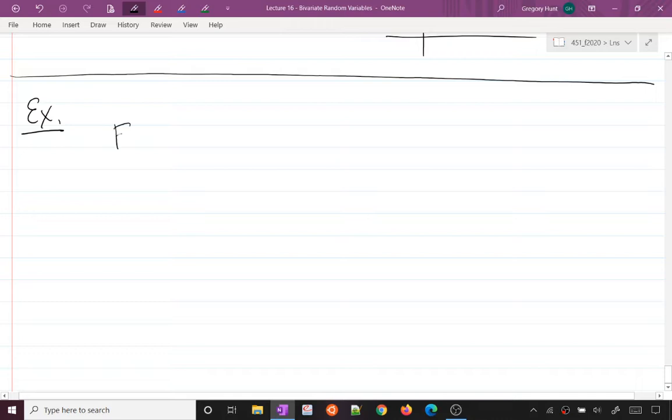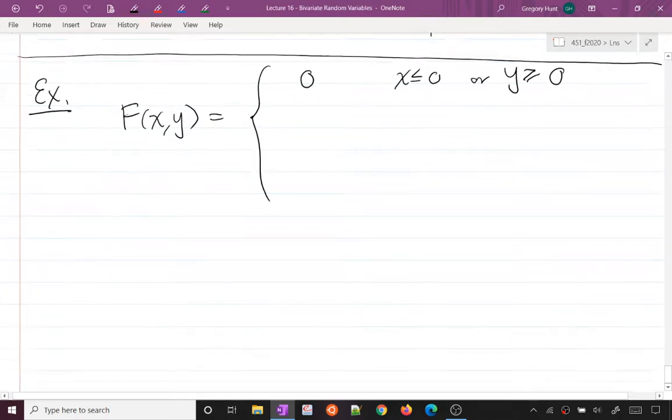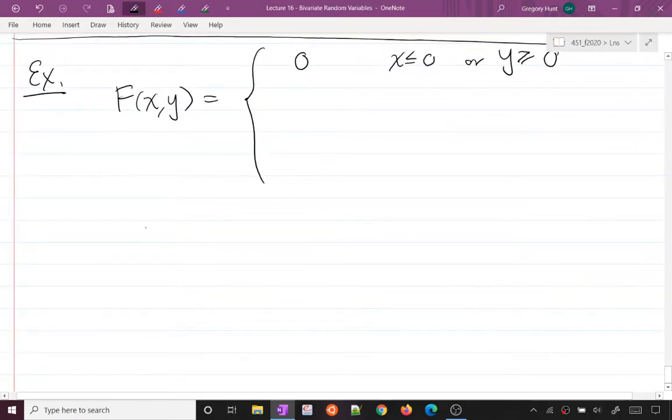So I'm going to give you the joint CDF. So here's my joint CDF. This is a doozy. It's 0 if x is less than or equal to 0, or y is less than or equal to 0. And I'm going to draw an accompanying picture here. So this is 0, 0, the x-axis, y-axis. I'm going to say here's 1 on the x-axis and here's 1 on the y-axis.